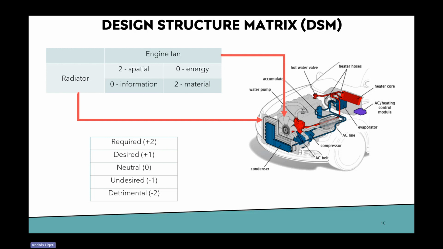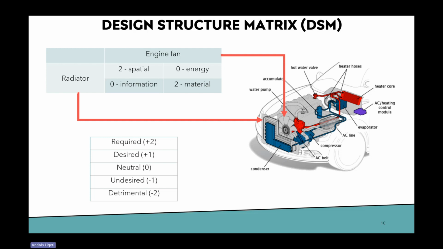The meaning of these numbers is the following: if there is a 2 in the matrix, it means that the flow is required. Otherwise, the system is not working. If you put a 1 in the matrix, it means that the flow is desired. So it is beneficial to have that flow, but it is not necessary. If you have a 0 in the system, it means that it's not necessary at all. So for example, it is not necessary to have an energy flow between the engine fan and the radiator. So that's why we put a 0 here.